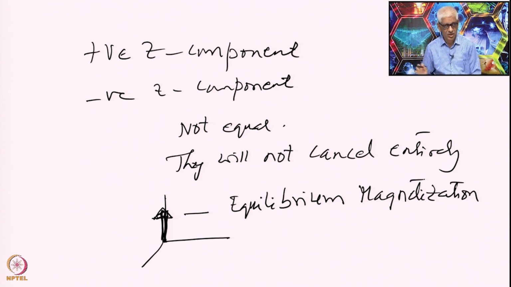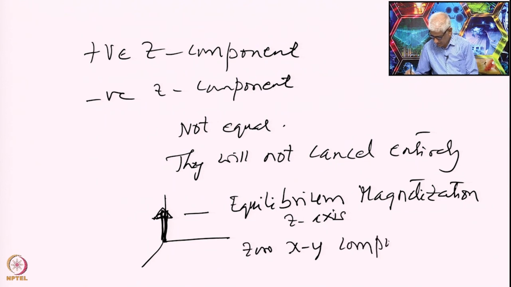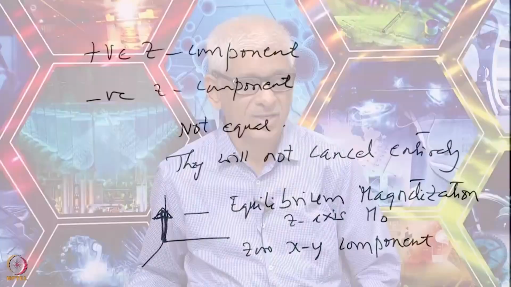Okay. No transverse component, equilibrium magnetization is along the z axis, 0 xy components. This is often represented as M naught and the xy component is 0. So, therefore, at equilibrium the magnetization of the spin system is along the z axis and there will be no components along the xy plane. This is an important concept and we will take it forward from here in the next class. We will stop here.